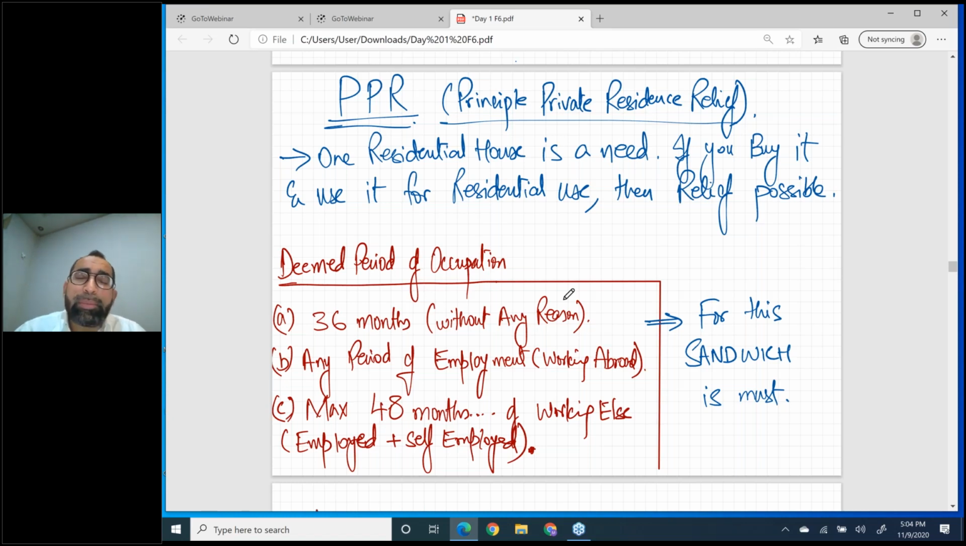Sir, what is the difference between point B and C? Open your eyes, boys and girls. What is the difference between point B and C? For point B, abroad is a must. You have to go abroad. For point C, no need to go abroad. Within the UK is also good. For point B, there is no time limit. For point C, maximum relief available is 48 months. After that, there will be no relief. For point B, you have to go for a job, employment. For point C, you can go for a job as well as for your business, right? Okay. So don't forget.